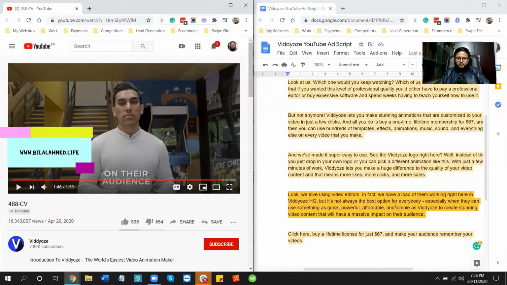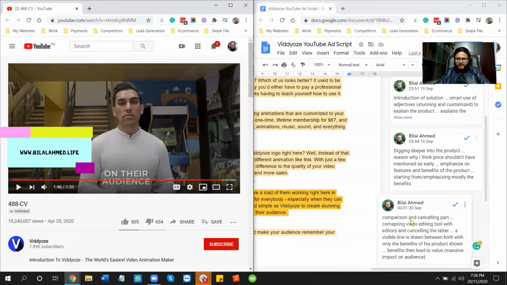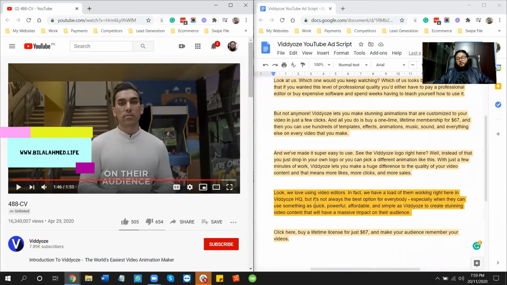So then he talks about more benefits of this tool. A visible line is drawn between both with only the benefits of his product shown. So one way of proving that your product is better than other products is to pick the cons of your competitors' products. For example, editors, they take time, they're very busy. Paid software, they're very expensive. But yes, you are picking up the cons only, and you are ignoring the pros, and you're doing that to prove that your product is better. And on the other side, you tell why your product is good.